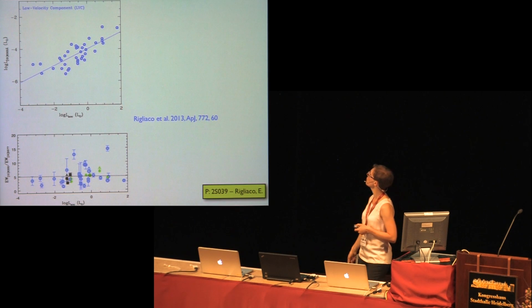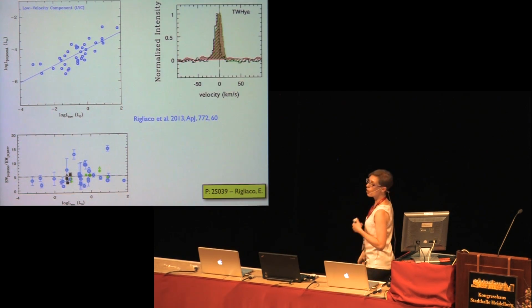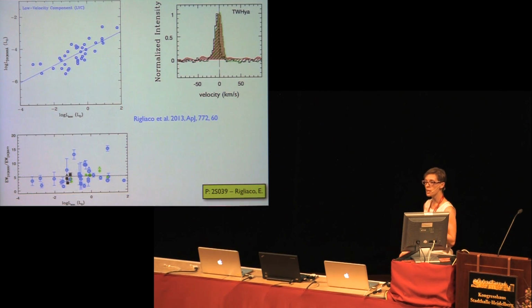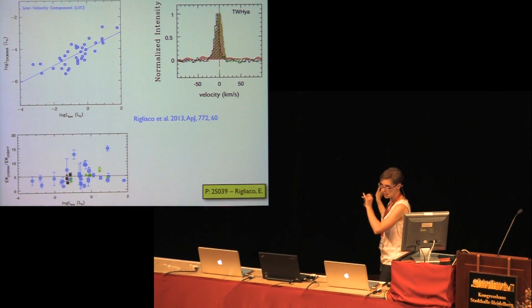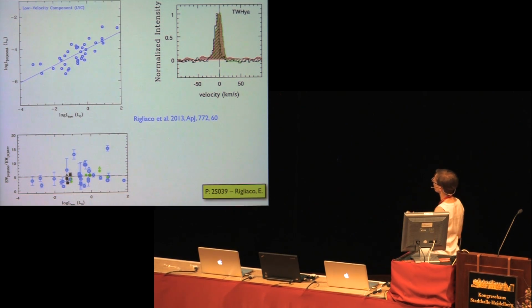And finally, when we could compare line profiles from different species, including the neon, we found that the neon, which is in black here, is typically more blue shifted than the oxygen I. This is just one example.